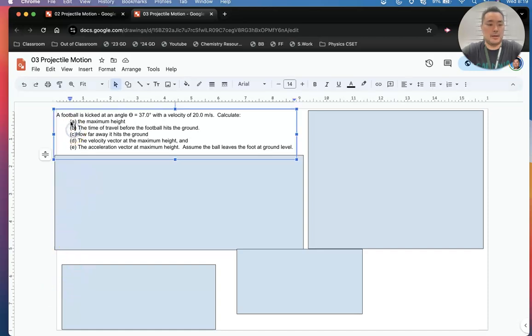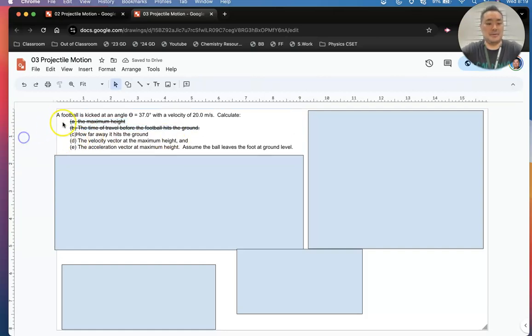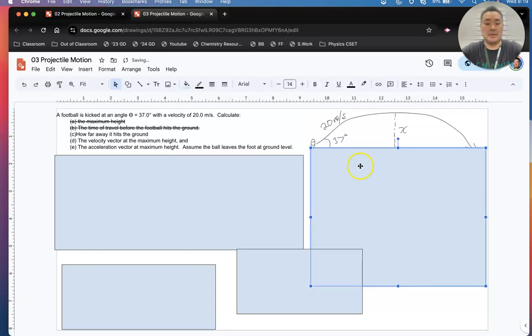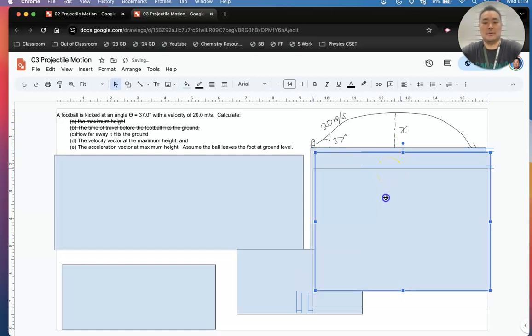So now we are on letters B. We are now on letters C, D, and E. The football is kicked at 37 degrees from the ground at 20 meters per second, and it does form a triangle.